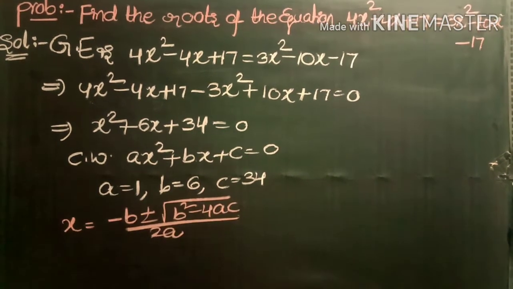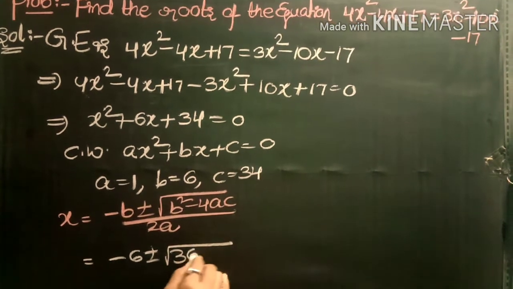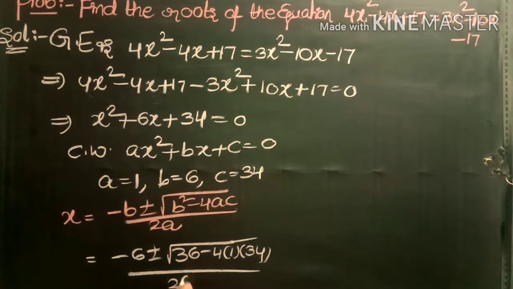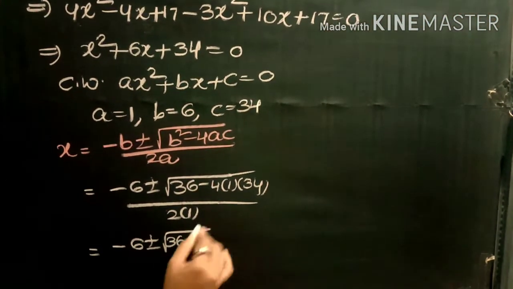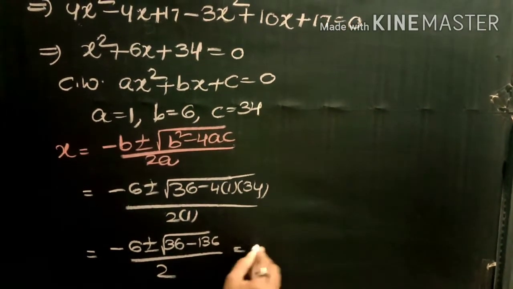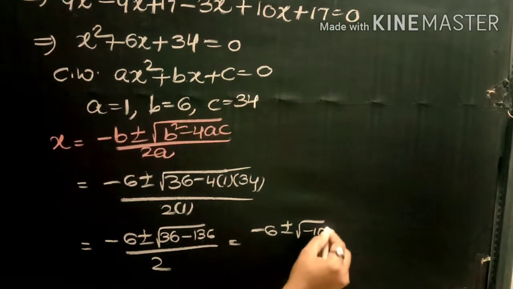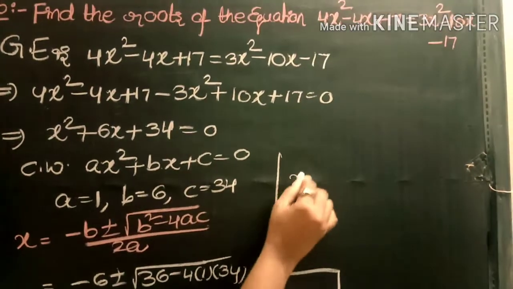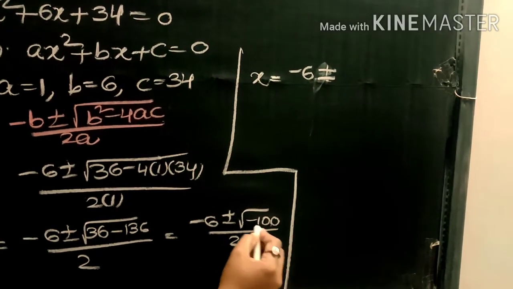Now replacing the values, minus 6 plus or minus square root of b square, 36 minus 4 into 1 into 34, by 2a, 2 into 1, and this is equal to minus 6 plus or minus square root of 36 minus 4 into 34, 136, by 2, and this is minus 6 plus or minus square root of 36 minus 136, that is minus 100, by 2, and this is equal to, x is equal to minus 6 plus or minus root 100 is equal to 10 and root minus 1.